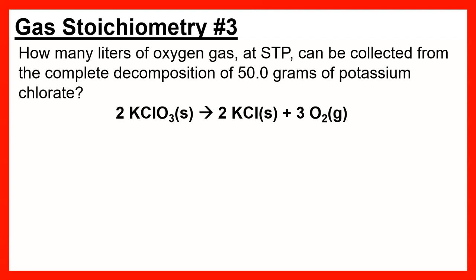So here's potassium chlorate breaking apart into potassium chloride and oxygen gas. I have good neutral formulas. I've balanced it. I'm going to go from grams of potassium chlorate to moles of potassium chlorate. Then I can go to moles of oxygen gas. And then finally I can go to liters.